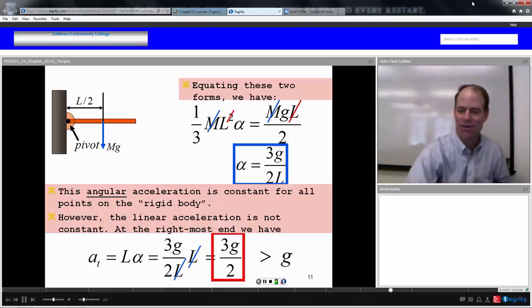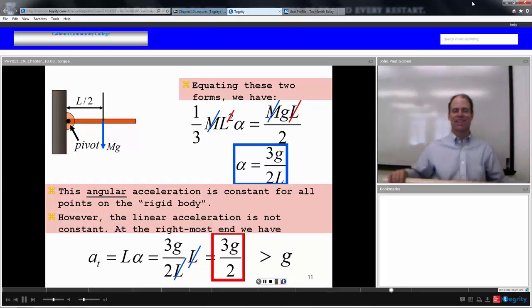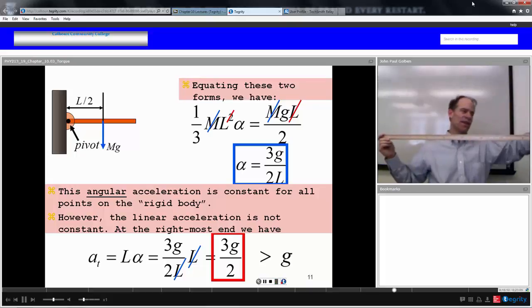Wow. How about that? How can that be? The only force acting on this is gravity. It's acting at the center of mass, mg, but at the end here, the end is actually moving at a greater acceleration than g itself.